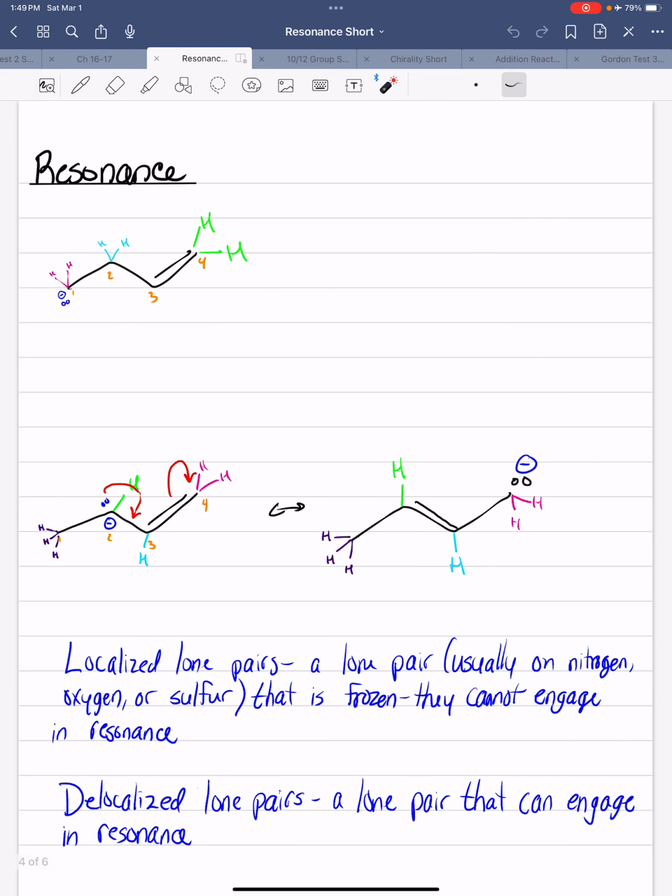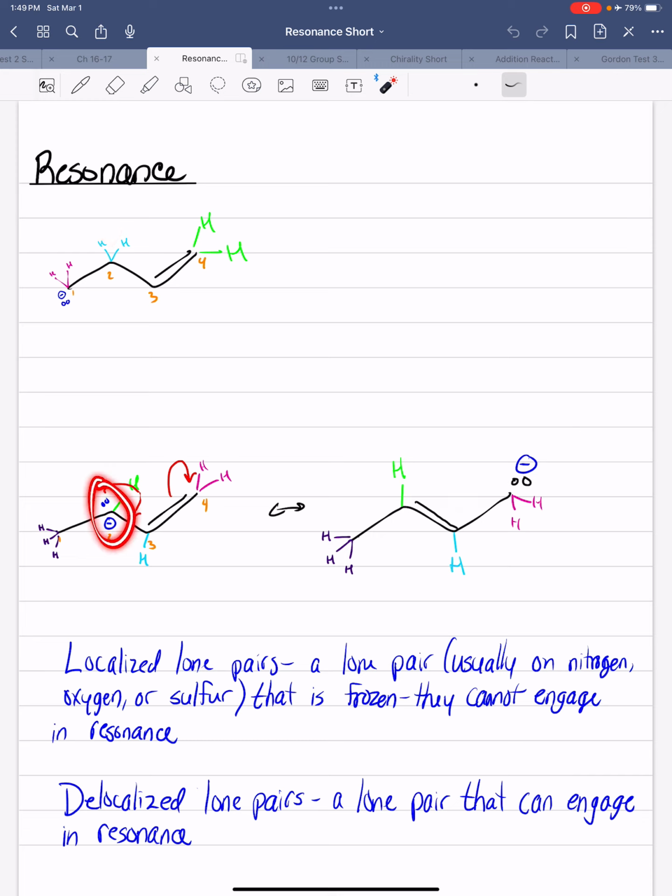Now, resonance is not just limited to carbocations. It can also be applied to lone pairs. So in this example, it's going to be very similar to what we saw here. I can't take this lone pair and form a double bond between carbons 1 and 2 because carbon 2 is sp3. It has a full octet. It cannot take on a fifth bond.